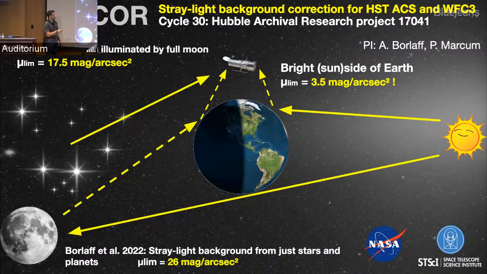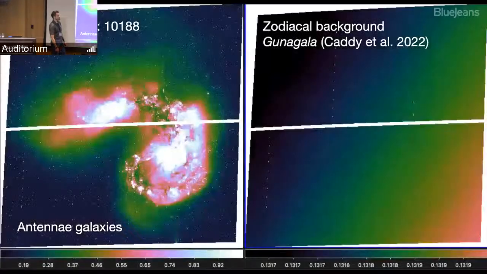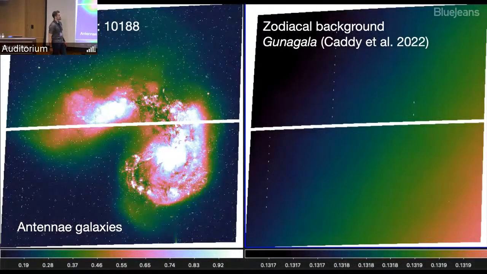But if we succeed, we will be able to model and correct all these gradients created by the Earth, Moon, the stars, and generate as a product stray light background models that will help you to create better sky background correction in your images. We are starting by using the zodiacal light, improving models by Sarah Caddy and the rest of the team in SkySurf in Australia.